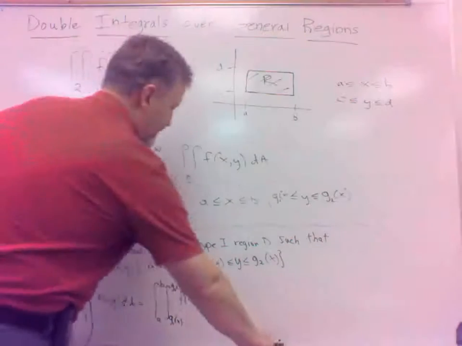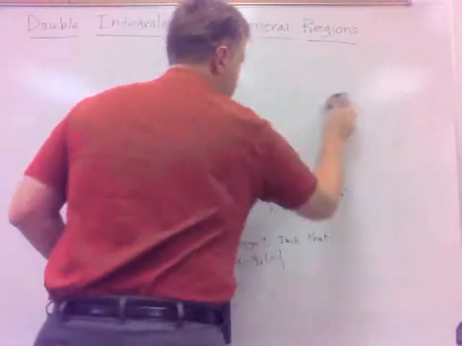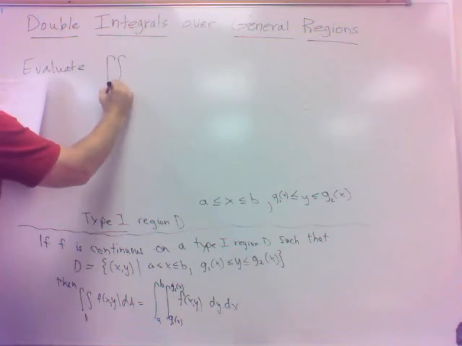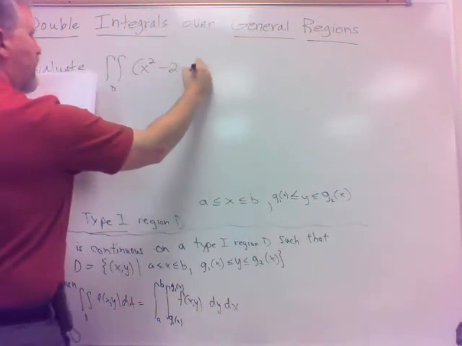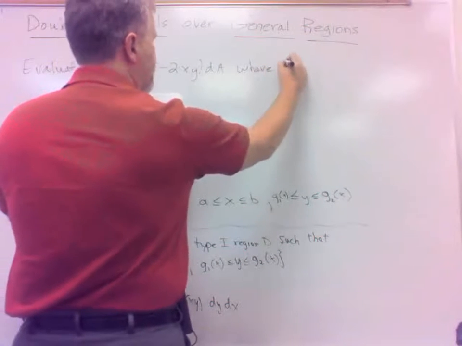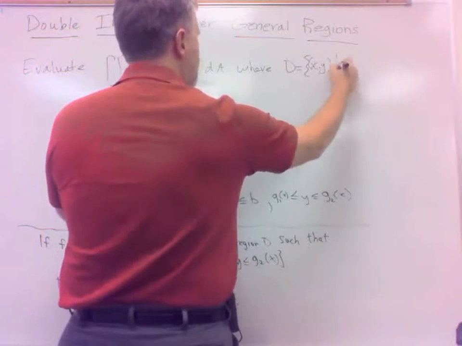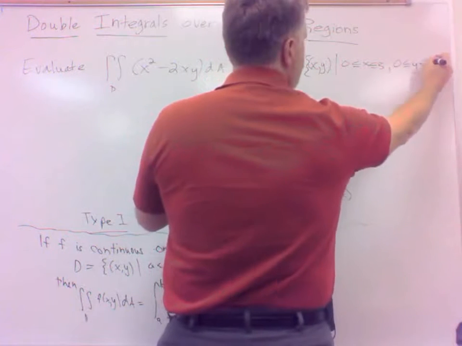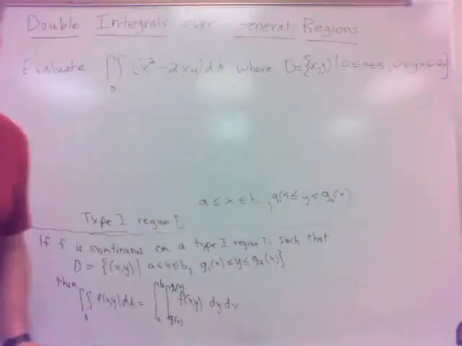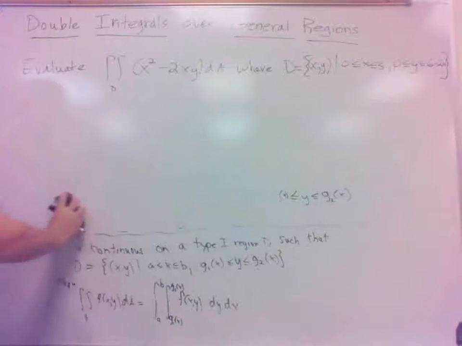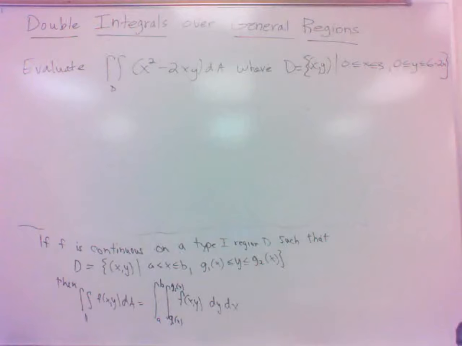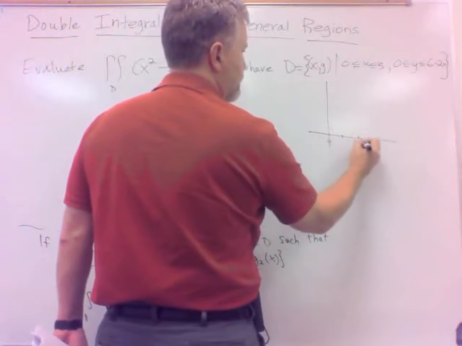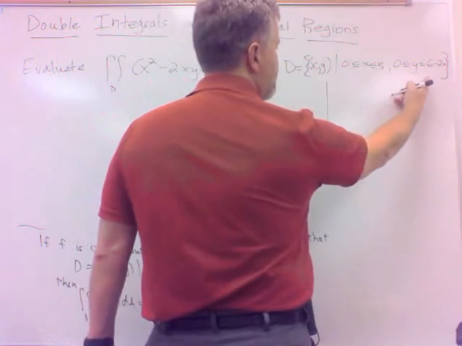Okay, so let's do one of those. Let's evaluate this one here. Double integral over region D, the function is x squared minus 2xy dA, where D equals the set of (x, y). Let's verify here that we do have a type 1 region, because x is going from 0 to 3, and the y goes from 0 to 6 minus 2x.